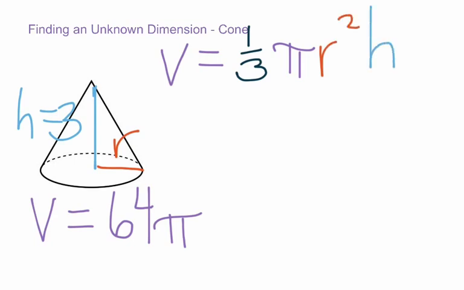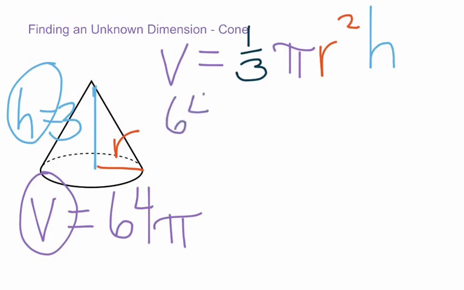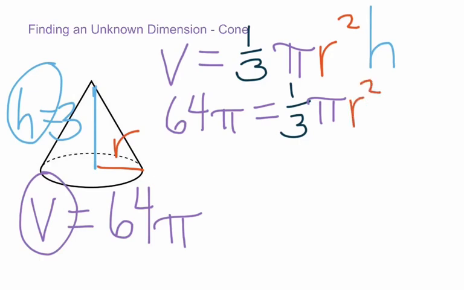So I have the V and I have the h. So I'm going to rewrite this formula with what I have. I know that V is 64 pi. The 1/3 stays there. The pi stays there. I do not know my r, but I do know my h. So I'm plugging in everything I have. And notice that all this stuff on the right is just getting multiplied together.